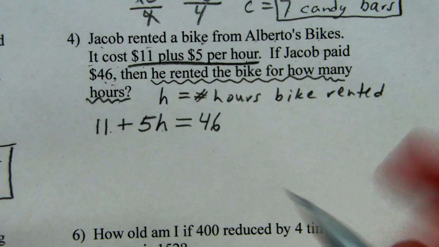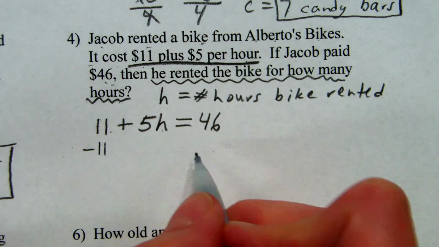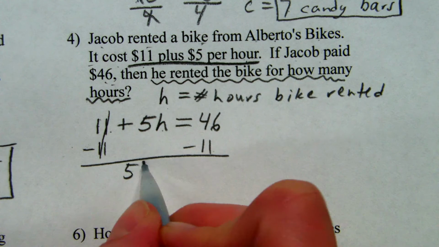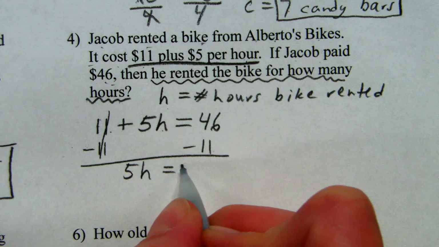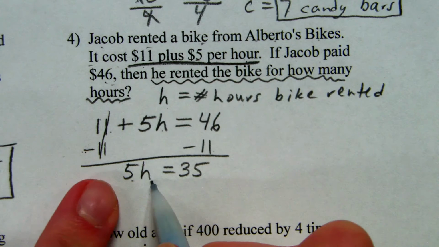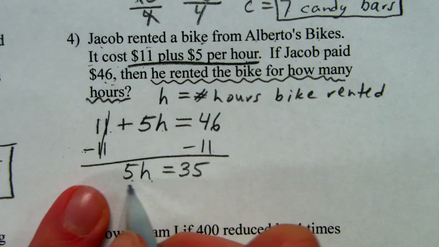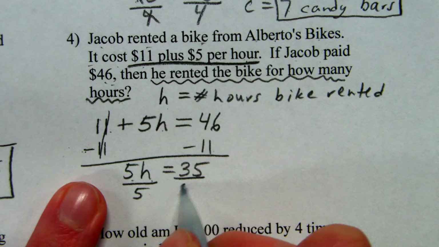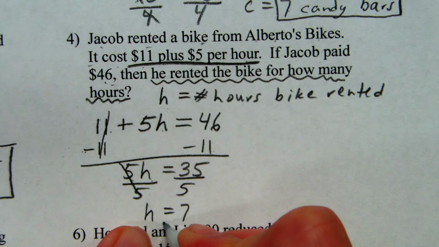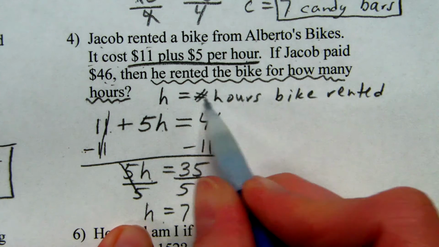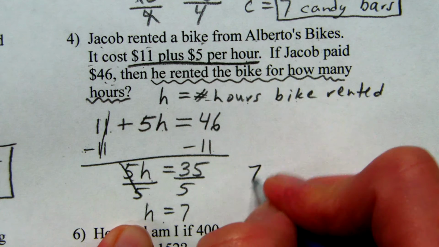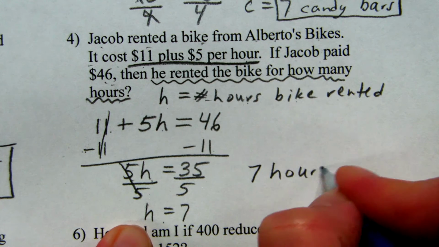And we solve just like we did the others. Subtract 11 from both sides. So we get 5h equals 35. And then this is 5 times h, so we will use division to get h by itself. So divide by 5 on both sides, and I get h equals 7. Let's go back and see what h meant. H was the number of hours that the bike was rented. So my final answer is going to be 7 hours.